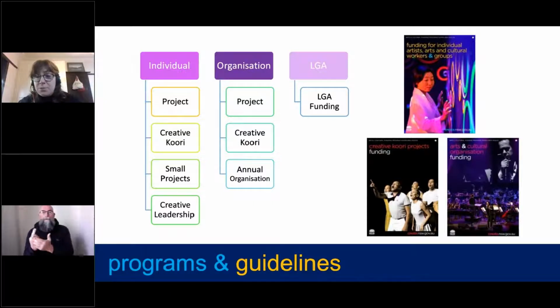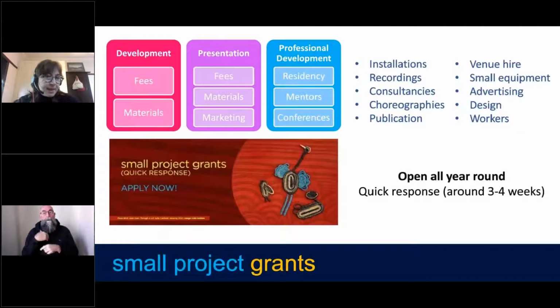We also have our small project grants. Next slide, please. These are a year-round grant opportunity that you can apply for. They are a grant that you can apply for between $500 and $5,000, and it can be for the development or presentation or both of your project. Some examples of what you can apply for funding for in that category are just on the slide now.